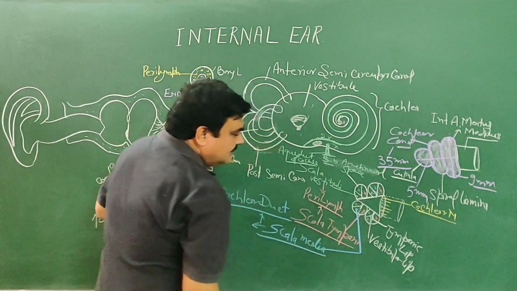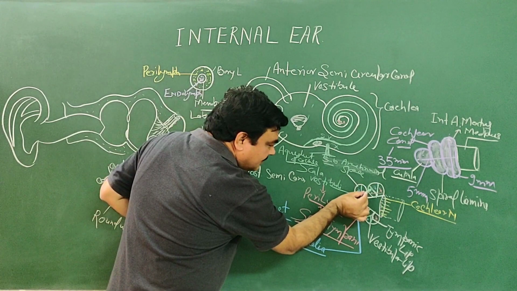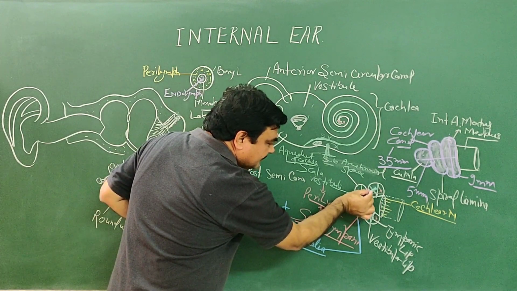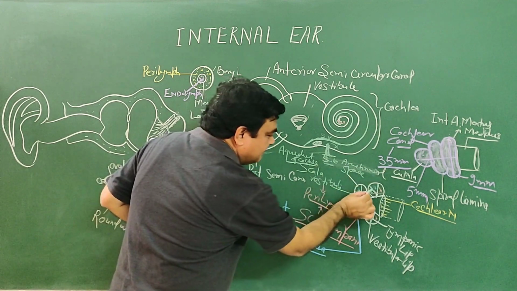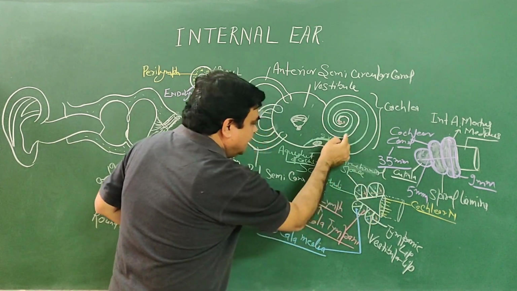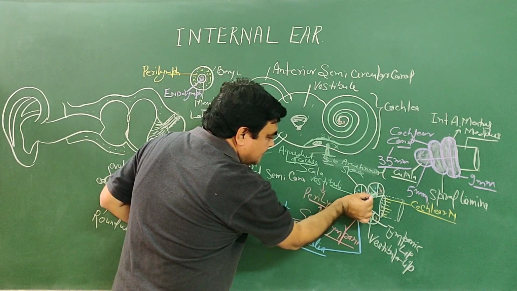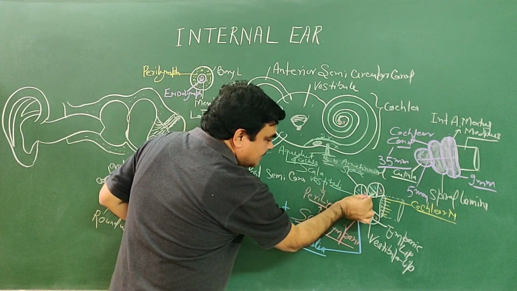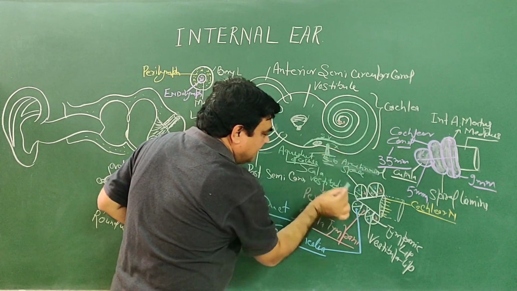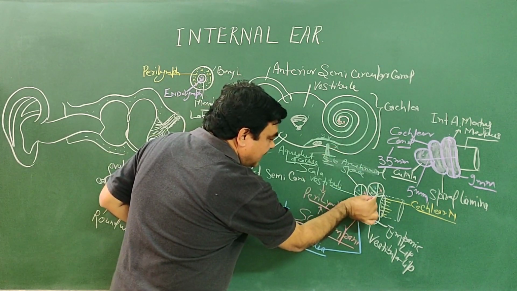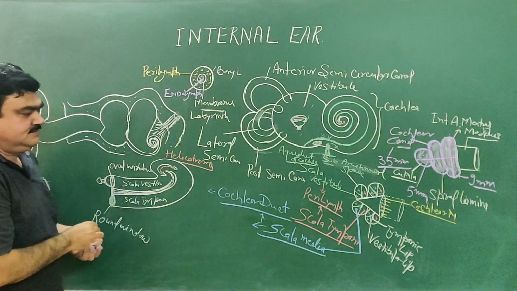If the section passes through this level, then in this spiral section you can see the membranous labyrinth, the scala vestibuli, the scala tympani, and in between, the spiral lamina. Spiral lamina, scala vestibuli, scala tympani.